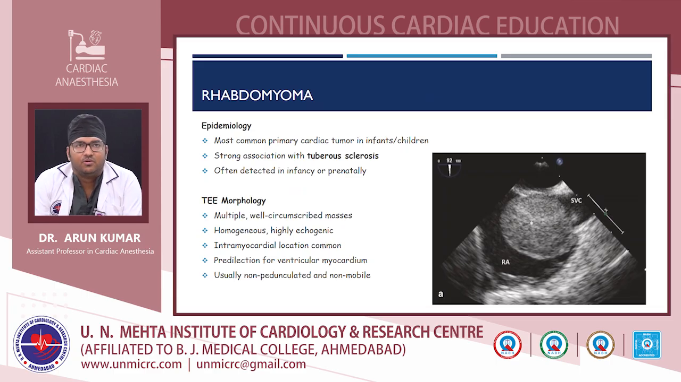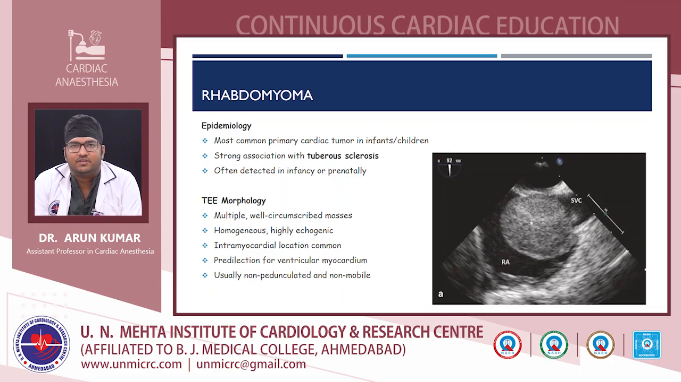So coming to rhabdomyoma, it is the most common primary cardiac tumor in infants and children, and it also has a strong association with tuberous sclerosis, often detected in infancy or prenatally. On morphology, it can be multiple well circumscribed masses, homogeneous and highly echogenic. Intramyocardial location is common, with predilection for the ventricular myocardium, and usually it is non-pedunculated and non-mobile.